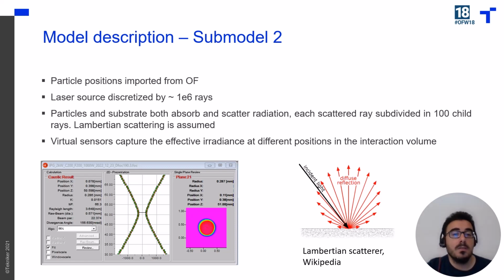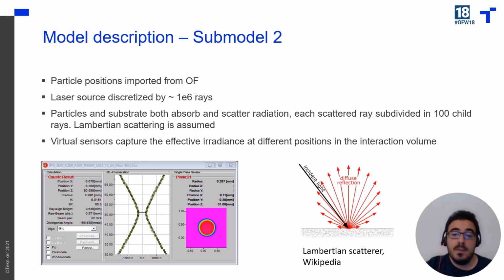This is done in order to study the way that the laser interacts with the powder cloud and the substrate. I won't go into much detail because this is not related to OpenFOAM, but basically the way it works is that we have a spatial discretization of our laser source, which is based on a very detailed experimental characterization, and we divide our laser source into approximately 1 million rays. These rays are launched from inside the nozzle, and they can scatter and also be absorbed and reflected by both the particles and the substrate.